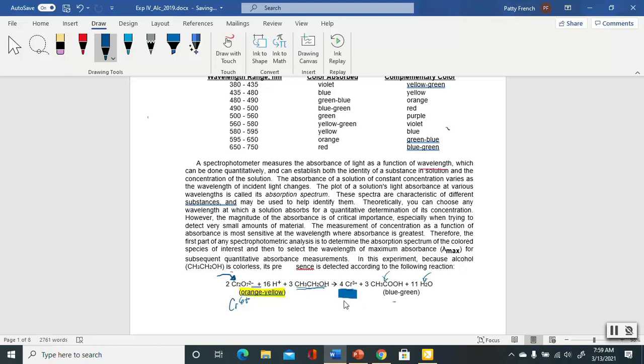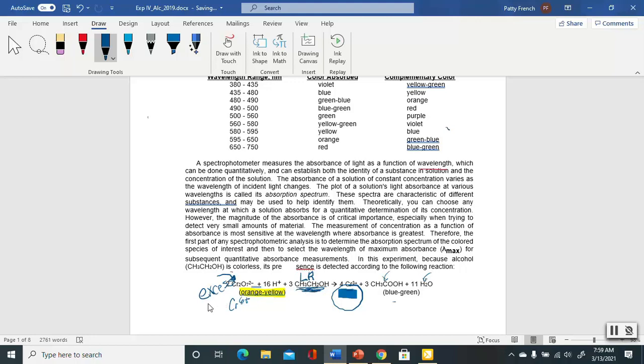So what we're going to try to do today is determine the amount of blue-green that is made, directly proportional to the alcohol. That's the whole point of this. But we're going to have to detect it in a yellow-orange solution, and that's going to be a challenge. Why? Because the dichromate is going to have to be in excess. We want to detect the amount of alcohol, so the alcohol has to be the limiting reactant.